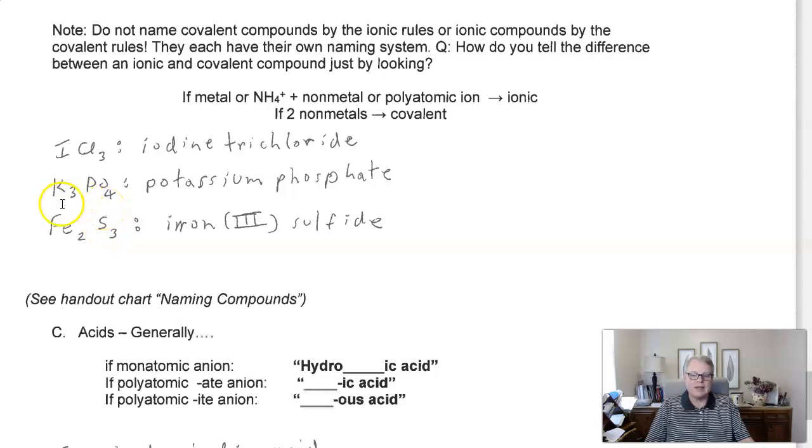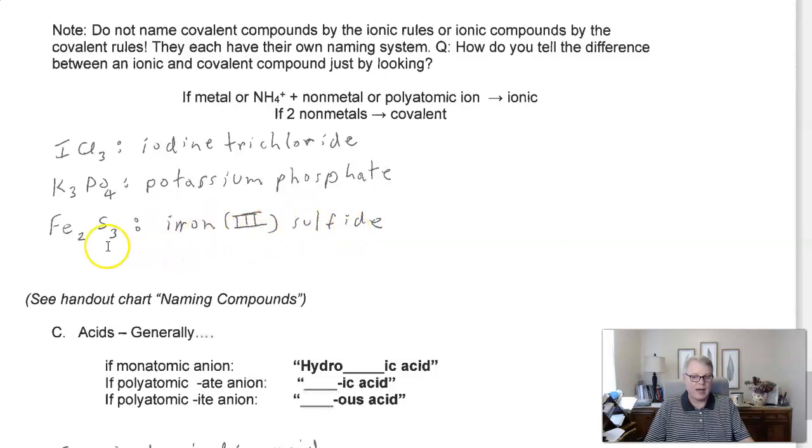Whatever these irons are over here, they have to add up to what? +6. Because remember, the sum of the ions in an ionic compound always adds up to 0. That's the key. They always add up to 0. So if these add up to -6, these have to add up to +6. But I got 2 of them. So if I have 2 of them, they have to be +6. Each of the irons must be +3. So this is iron(III) sulfide.